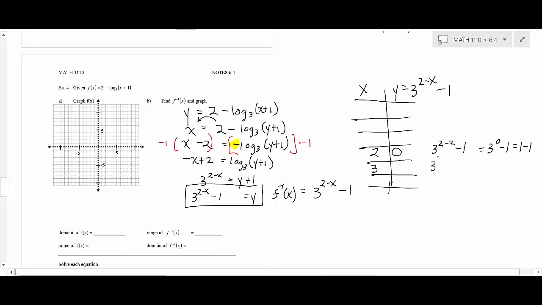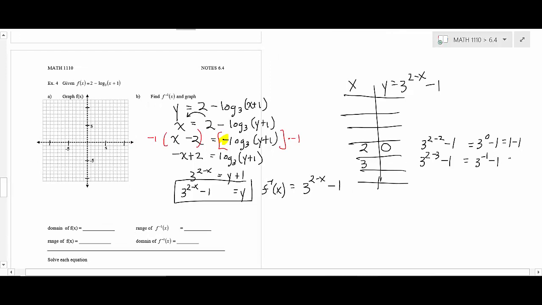So we have 3 to the 2 minus 3, minus 1. Okay, that's going to be 3 to the negative 1, minus 1. So that's actually 1/3 minus 1. And if you do that, that's a third minus 3/3 if you get a common denominator. So that's negative 2/3 like this. Now you're getting around the asymptote when you do this then. Okay, all right. Now I'm going to go this way.